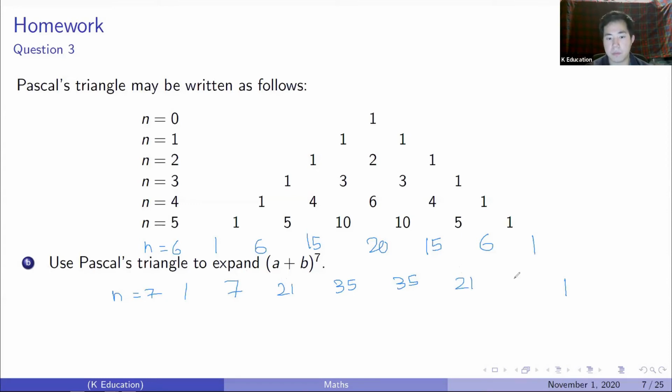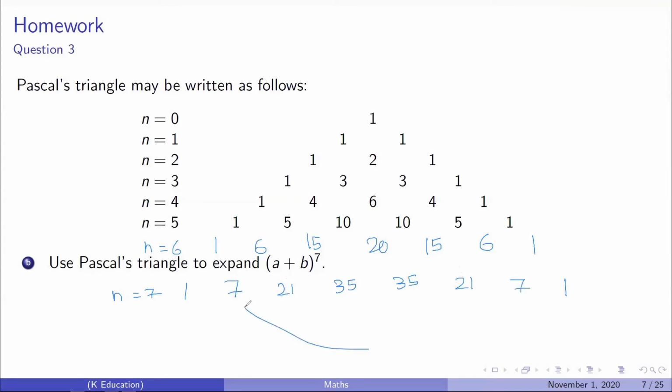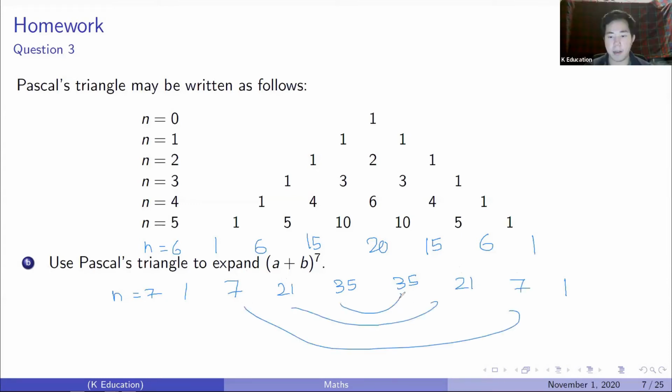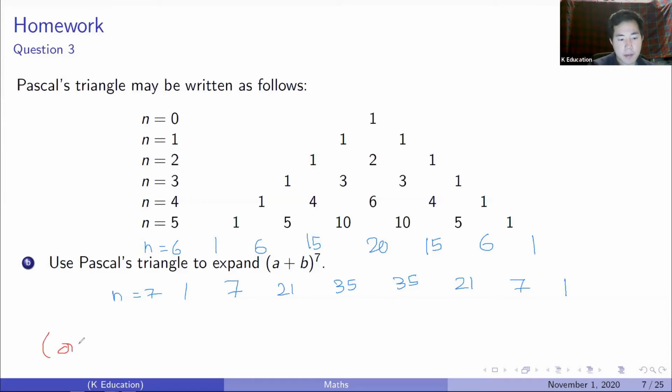Okay, so it's very symmetric. 35. Okay. So now I can finally use this to work out the expansion of (a + b) to the power of 7. To do that, I use Pascal's triangle and look at the n equals 7 row. So what's my first term?